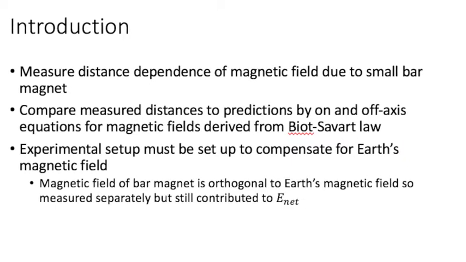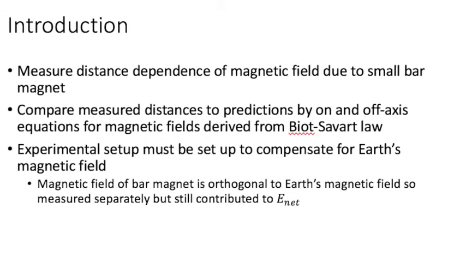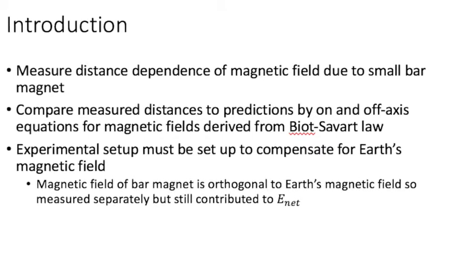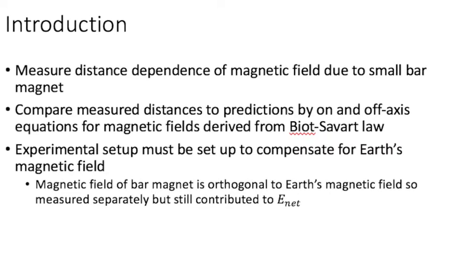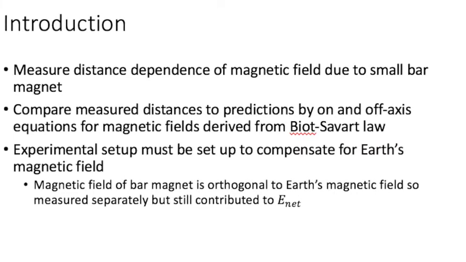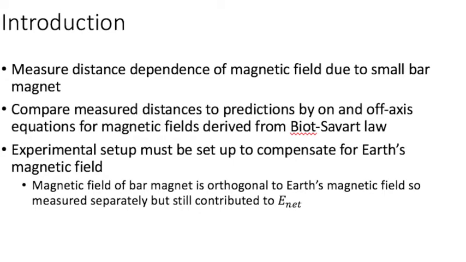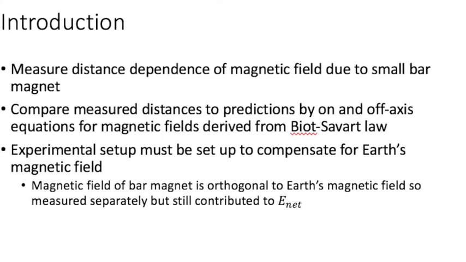We were to compare observed values to predicted values derived from the Biot-Savart on- and off-axis equations. Interestingly, the experimental setup had to be set up specifically to compensate for Earth's own magnetic field to ensure it did not affect our data. The magnetic field of the bar magnet was set up orthogonally to Earth's magnetic field, so the two values were measured separately, but each still contributed to a net magnetic field.